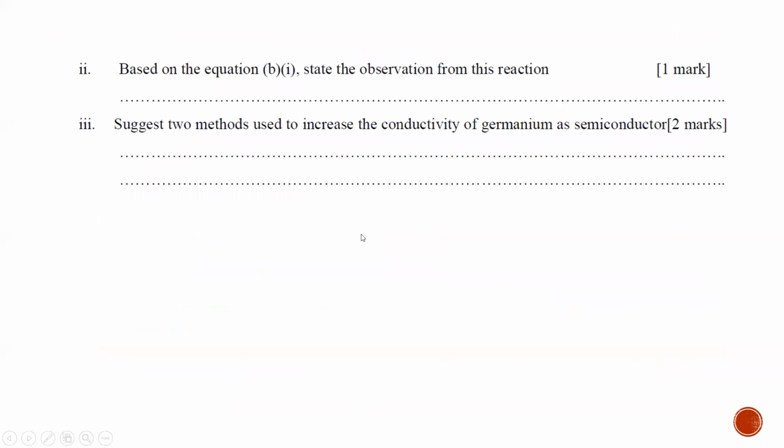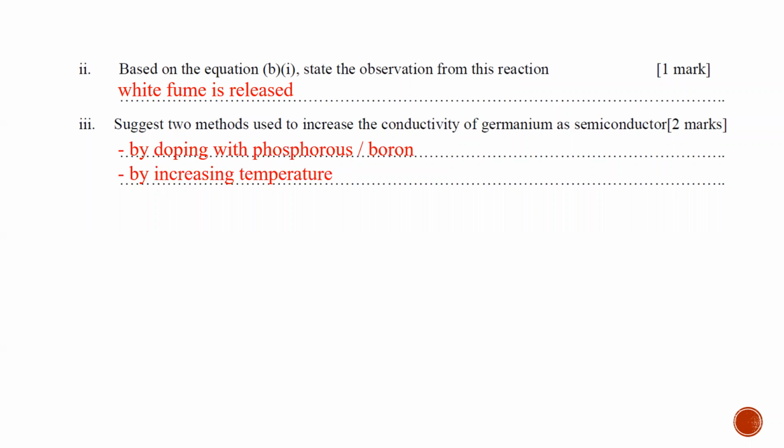Okay, then we have C. Based on the equation in B1, state the observation for this reaction. Because you form HCl as a side product, you observe white fumes. Then, suggest 2 methods to increase the conductivity of germanium as a semiconductor. You have only 2 methods: either doping with phosphorus or boron, or increasing the temperature. Okay, so that is how you answer question number 2.